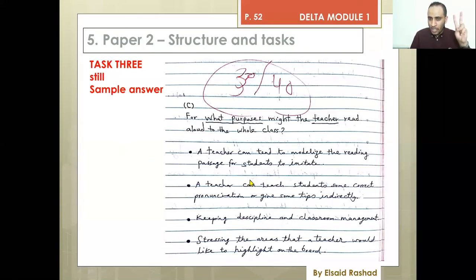Each point will be awarded 2 marks. Each correct point. Okay? Keeping discipline and classroom management, maybe. I was not sure about this. So you just need to write 15 points.